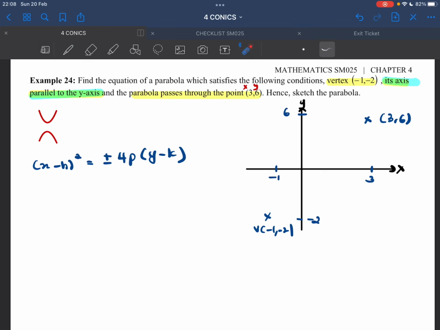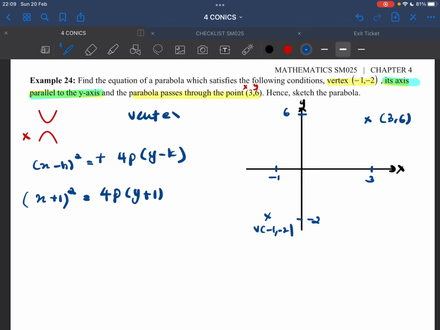That means we know that the parabola opens upward or downward. Is it possible that the parabola will be like this? Nope, because it doesn't pass through this point here. So from that we know that the shape of your parabola opens upward. So from that we can cancel the standard equation with the negative sign, so this is wrong. Okay, so we have the vertex, we can just substitute the vertex here. (x plus 1) squared equals 4p (y plus 2). Okay, we have the vertex given in the question.